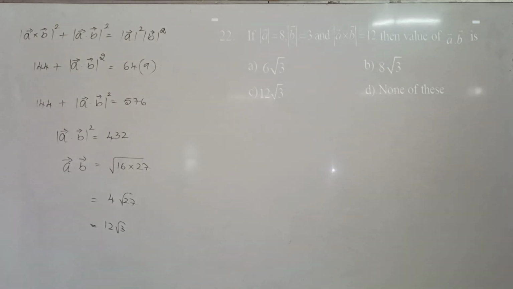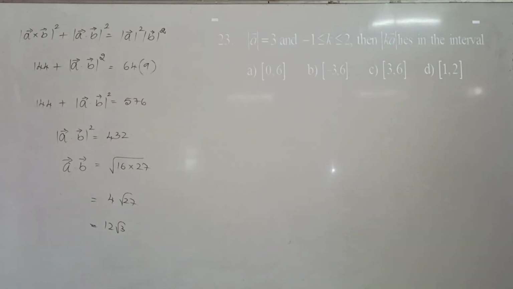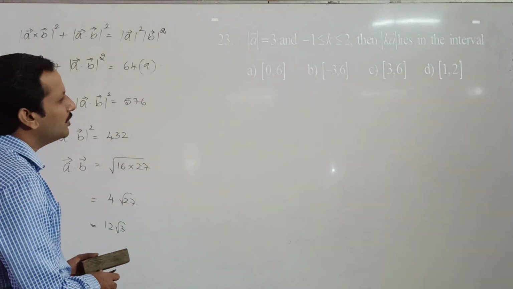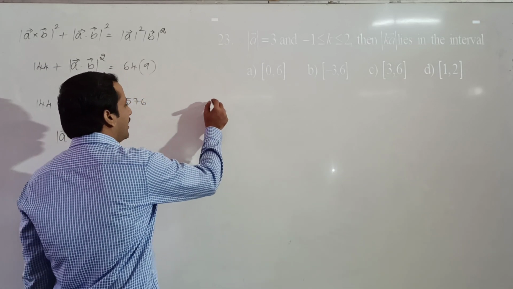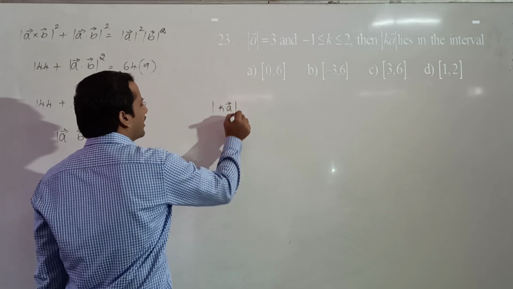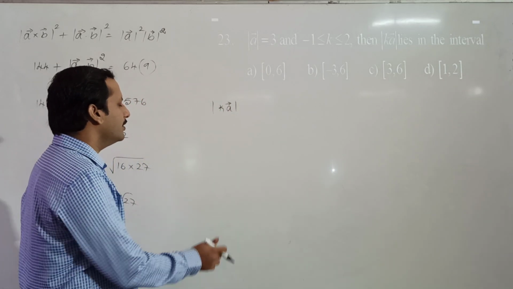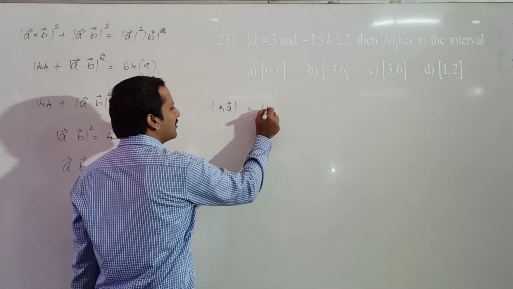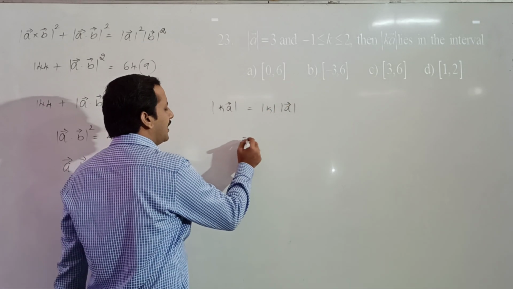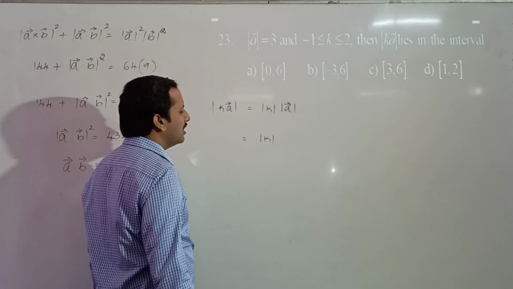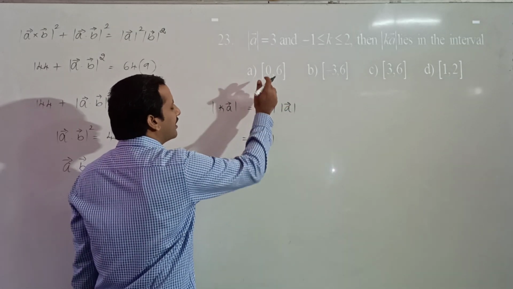Then let's go to the next question. If magnitude of A is equal to 3 and K is between minus 1 and 2, then magnitude of K into A bar lies in which interval. You know this formula, magnitude of K into A bar is equal to modulus of K into magnitude of A bar, that is equal to modulus of K into 3.